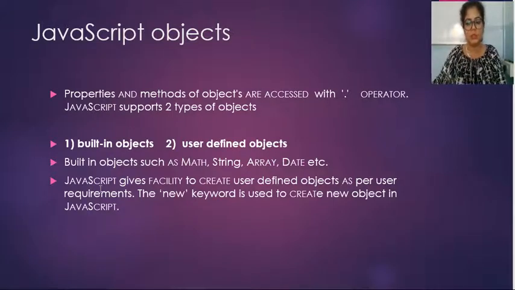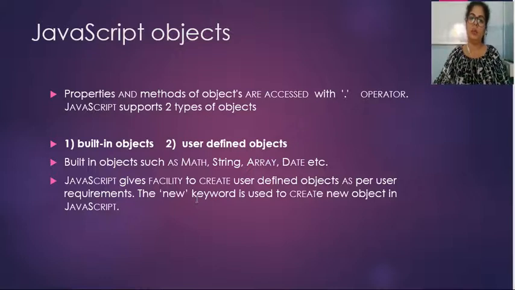Now next is user-defined objects. What are user-defined objects? User-defined objects are those objects which are defined by the user according to their requirement. And whenever the user has to create that type of object, the user has to use the new keyword. The new keyword is used to create a new object, and the new keyword is used to allocate memory to the object.